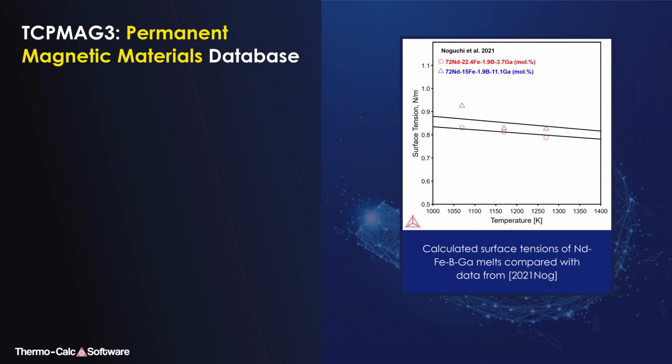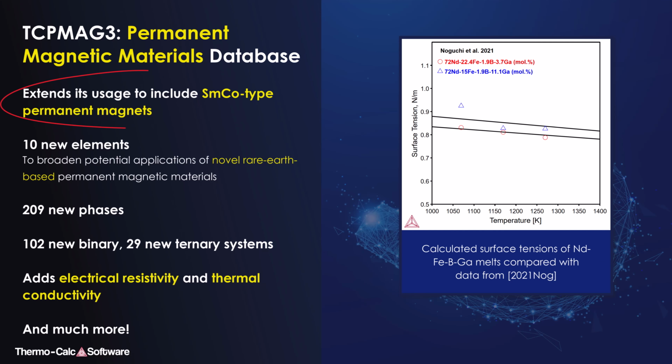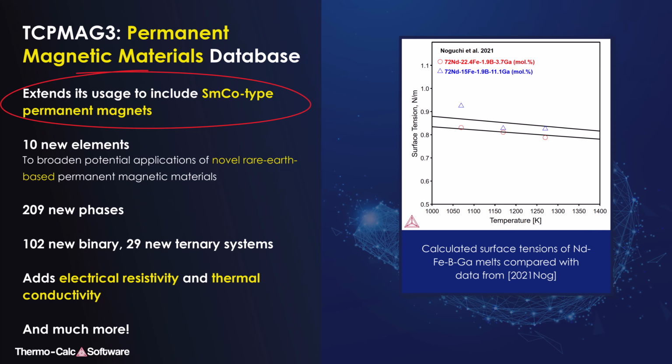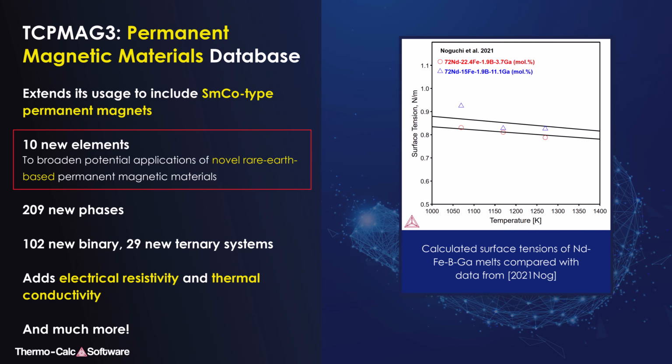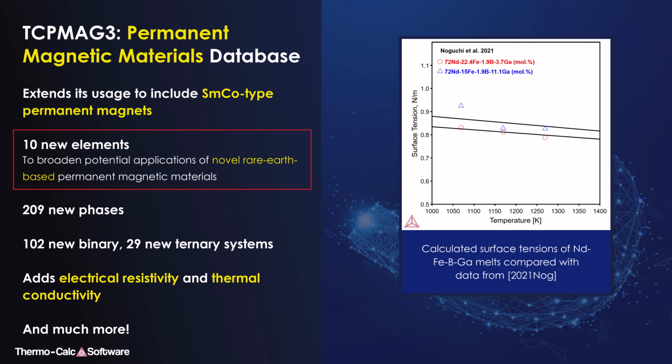The Permanent Magnetic Materials database extends its usage to include samarium cobalt type permanent magnets, and 10 new elements have been added to broaden potential applications of novel rare earth-based permanent magnetic materials.